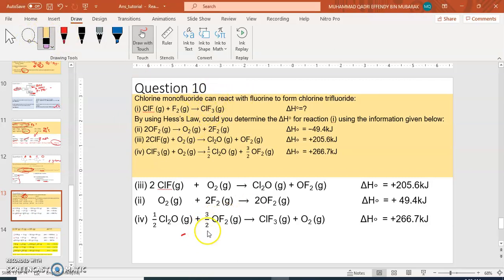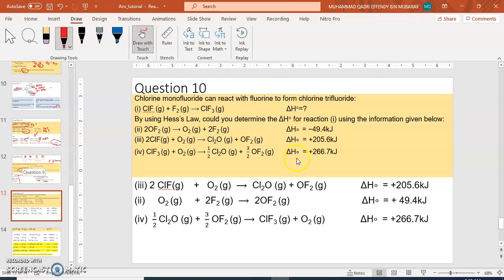Okay, let's move to the last question for this tutorial. Again, this question is related to Hess's law. This last question is a bit complex because it involves three equations to determine the reaction between fluorine gas and chlorine monofluoride to form chlorine trifluoride. So we are involved with three equations here, so it's a bit complicated, but again the concept is pretty much the same.